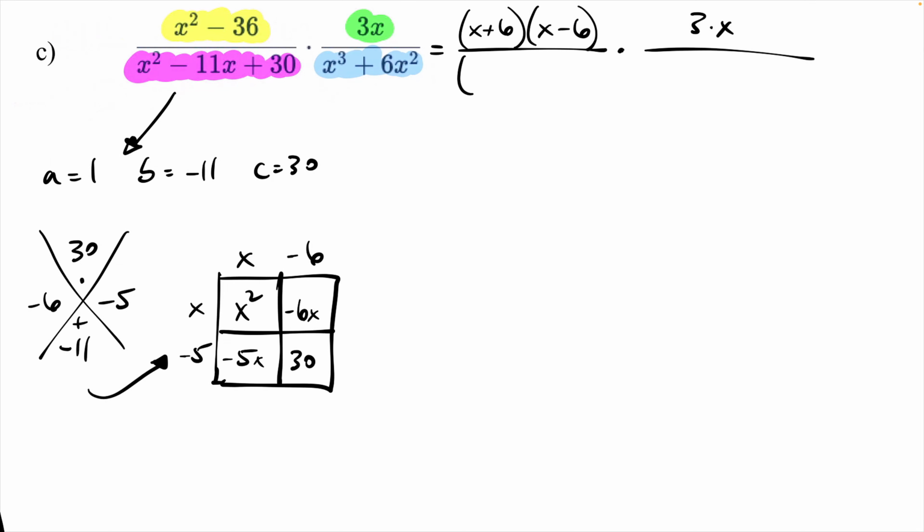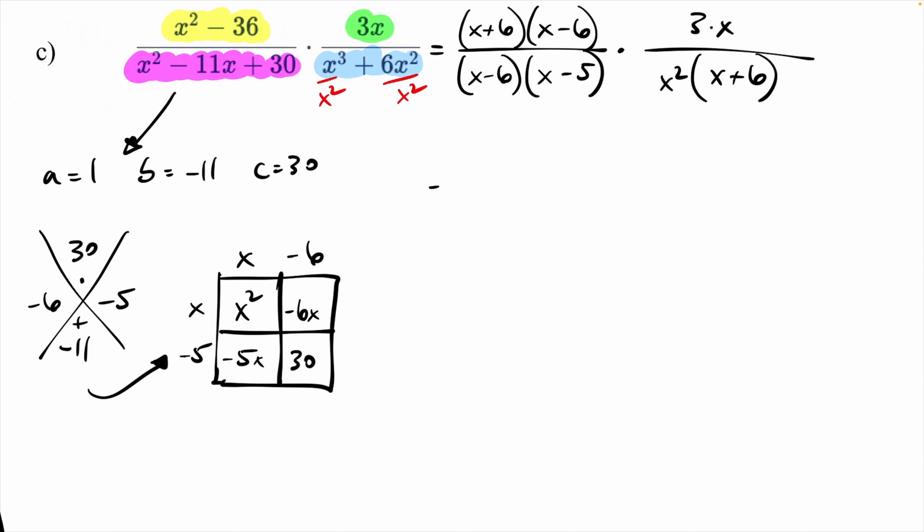Okay, so we get x minus 6, x minus 5. And then the blue is a binomial with a GCF. X squared. Don't forget to put the GCF in front. Anytime you do a GCF, it always stays there in front. Okay, so all colors are factored.